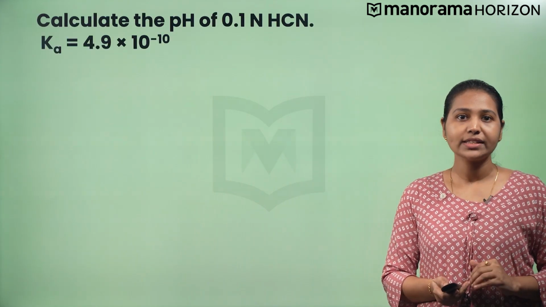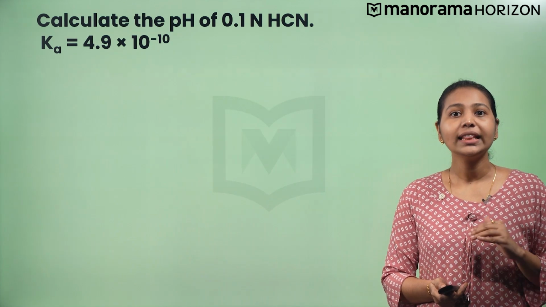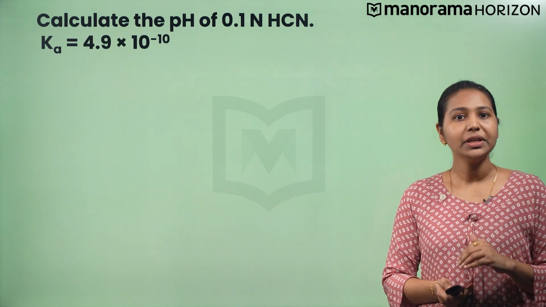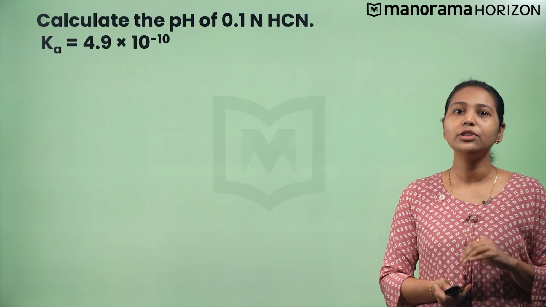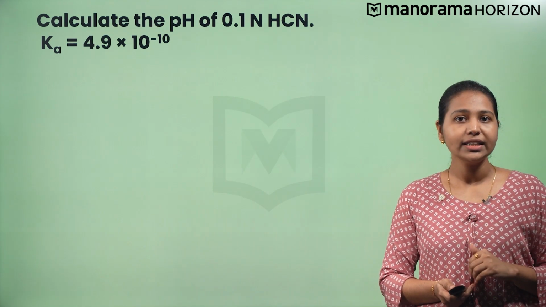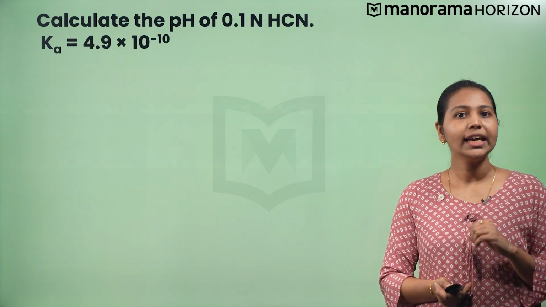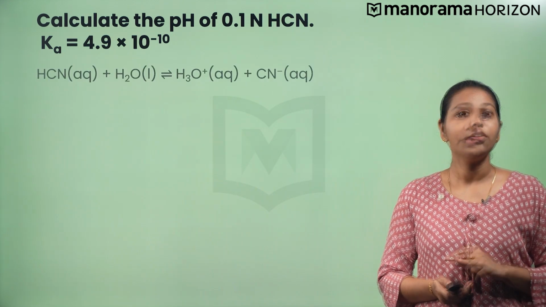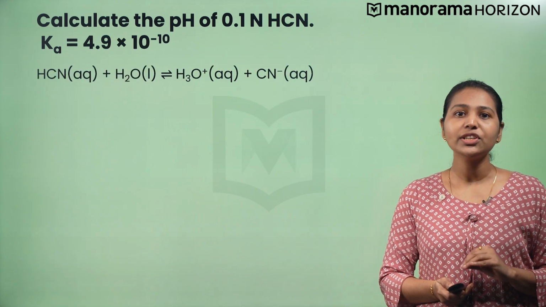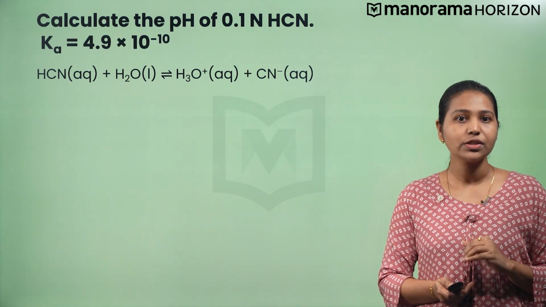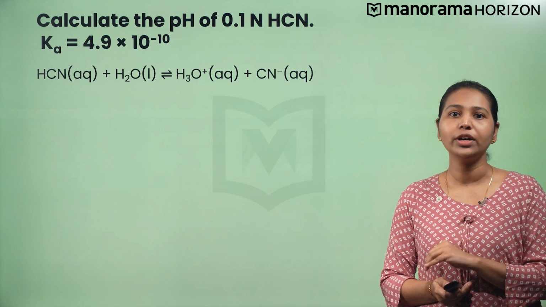Now, from the above discussions, can you answer the question that I asked you at the beginning of the session? You were asked to determine the pH of 0.1 normal hydrocyanic acid solution. Let us try to solve this. From the current discussion, you might have noted the Ka value of HCN as 4.9 into 10 raised to minus 10. We may start by writing the equation for the dissociation of HCN in water. The initial concentration of the solution is given as 0.1 normal.